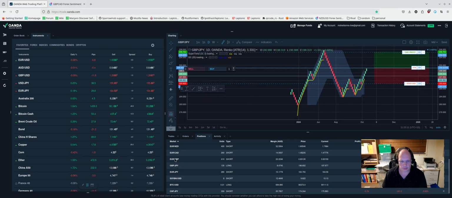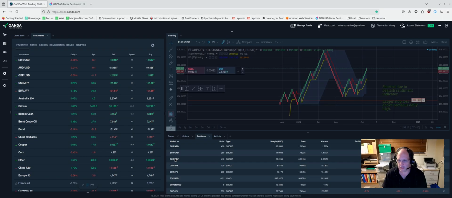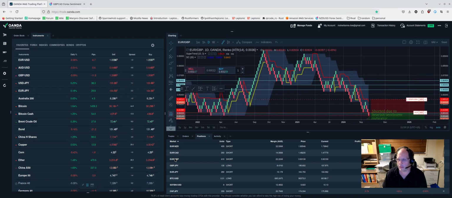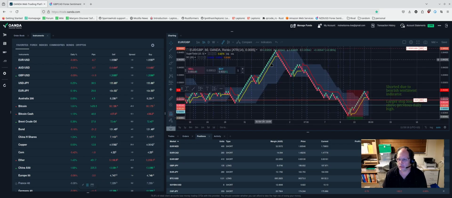We go down to our first euro pound. This is the one we just entered due to sentiment bearish. So we entered it the other day, and now we entered it again. We entered it here and lost out because it hit our stop loss exactly. Now we've entered it again, but we've put a stop loss much higher.